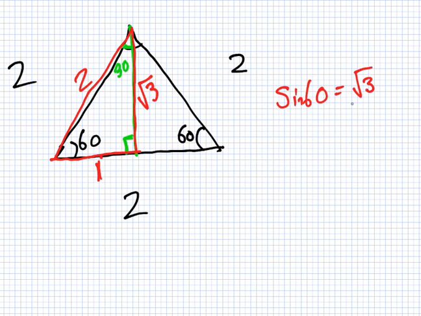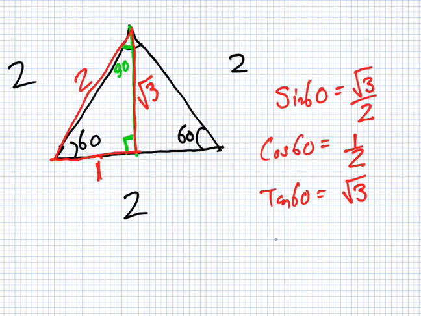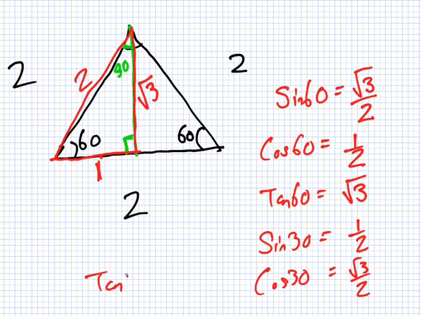Root 3 over 2. Now type in sine 60 on your calculator and see what you get. Root 3 over 2. What's cos 60? 1 over 2. And then tan 60? Root 3. Sine 30, I can see is 1 over 2. Cos 30, I can see is root 3 over 2. And then finally, tan 30 is 1 over root 3.